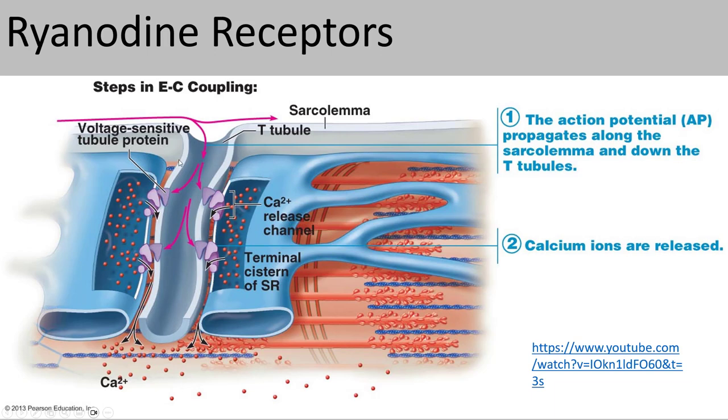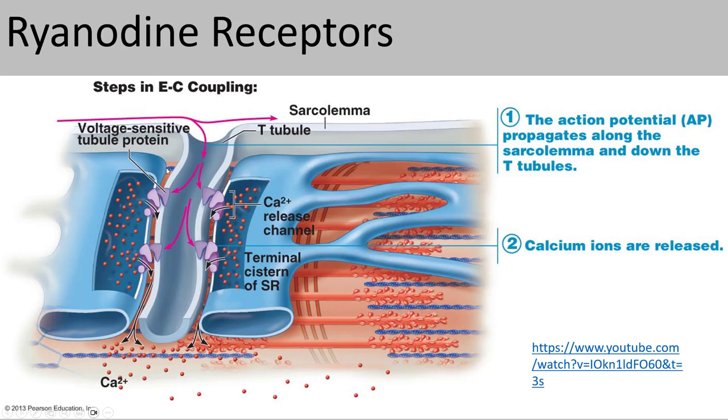And in addition to all of those proteins that carry an action potential, which we don't see here, there is another type of protein that's serving two purposes. One, it is anchoring that terminal cistern to the T-tubule. And two, it is a voltage-gated calcium channel. It's a special type of voltage-gated calcium channel called a ryanodine receptor, but it is a voltage-gated calcium channel.